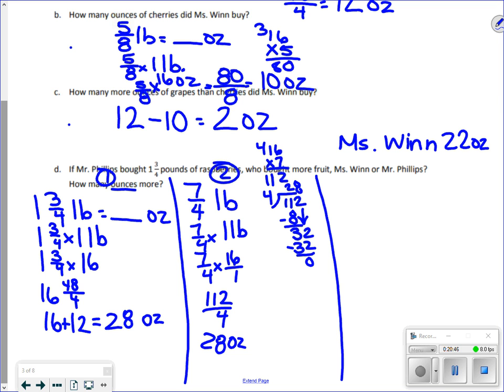Because this one, some of y'all can't remember that when you turn that into another thing, you've got to add it to your original whole number. Y'all don't do that.